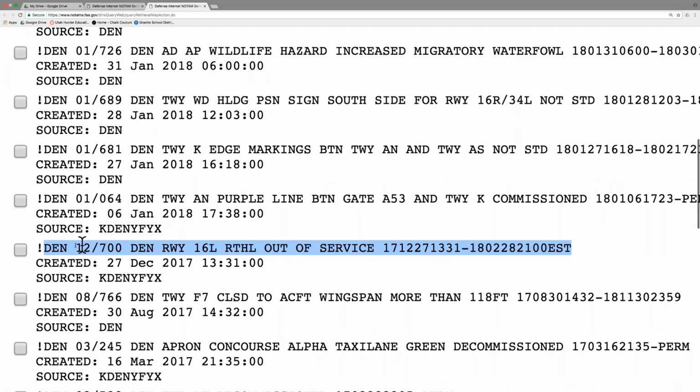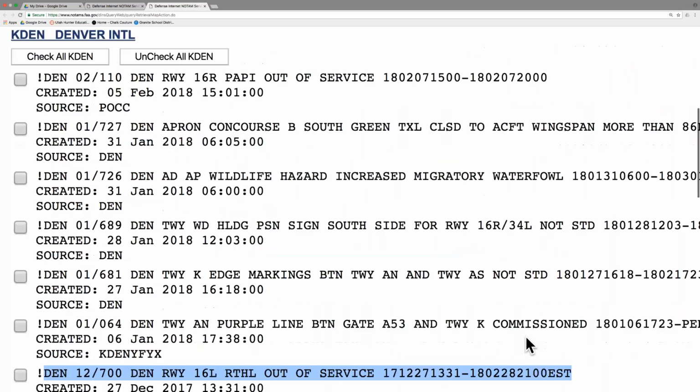If you're asked in a practical or an interview type scenario, you'd say Denver, 700th NOTAM of December, runway 16 left, runway threshold lights out of service, and then you just say December 27th with an effective time of December 27th, 2017 at 13:31 Zulu, till February 28th, 2018 at 2100 Zulu estimated.